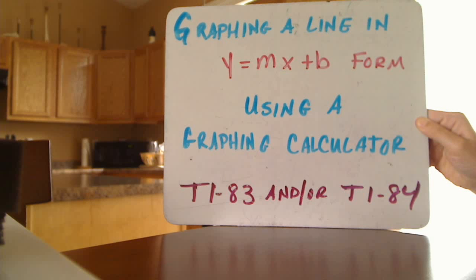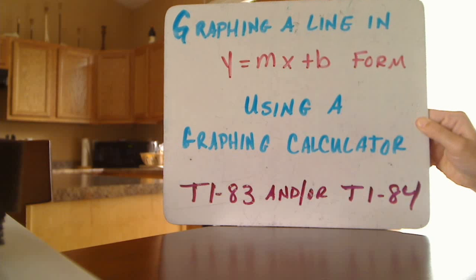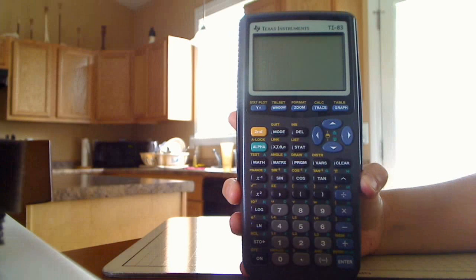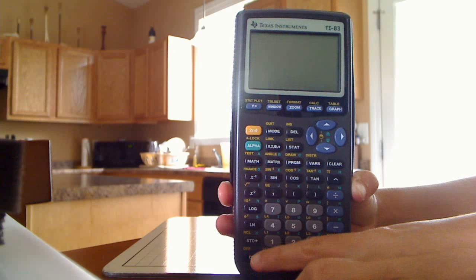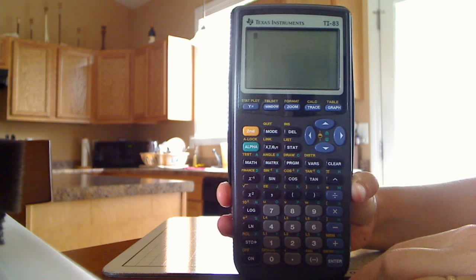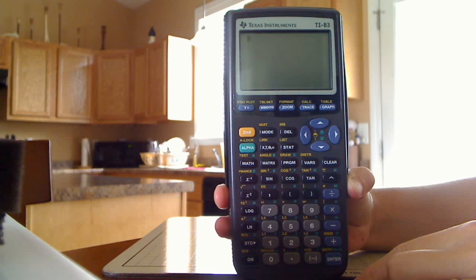Graphing a line in y equals mx plus b form using a graphing calculator, TI-83 and or TI-84. The first step when graphing a line on a graphing calculator is to be sure that your graphing calculator is turned on. The on button is located at the bottom left-hand corner. The cursor begins to blink, noting that the calculator is on.